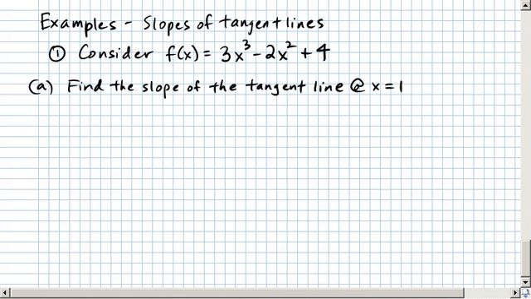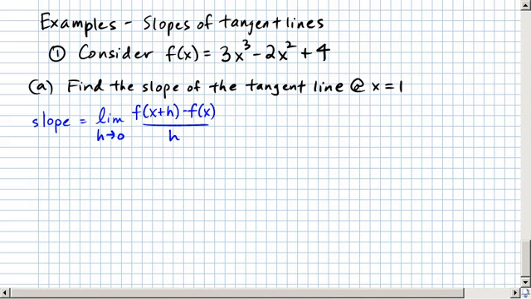Alright, in this video I'm just going to show you some example problems on slopes of tangent lines and also slopes of normal lines. Normal in this case meaning perpendicular. Alright, so we have this function. We want to find the slope of the tangent line at x equals 1. Seems simple enough, but a lot of algebra.